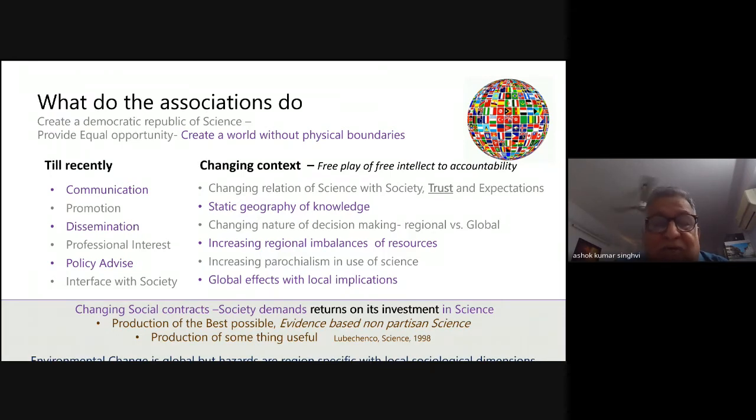For example, environmental change is a global phenomenon, but hazards are region specific and have lots of sociological dimensions. So if you really want to take care of Africa, we may look at a warming scenario of 1.5 degrees or 2 degrees, but we need to translate that to the processes on the land, on the landscape, on the soil of a region in Africa, not the total region. And that's where we need to be worried about it.